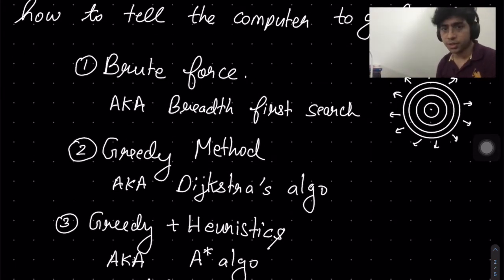So the three obvious methods. The first being a brute force method. We start from the starting point, we explore all the avenues, and we only stop when we reach the destination. As you can see, we just keep going in a circle and expanding until we get to the destination. This is also referred to as a breadth first search. Okay, the second approach is a greedy method, aka Dijkstra's algorithm.